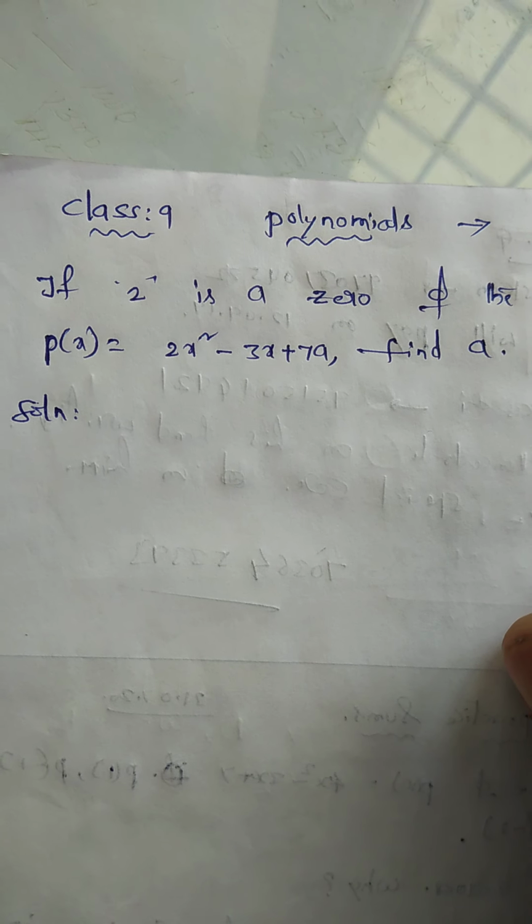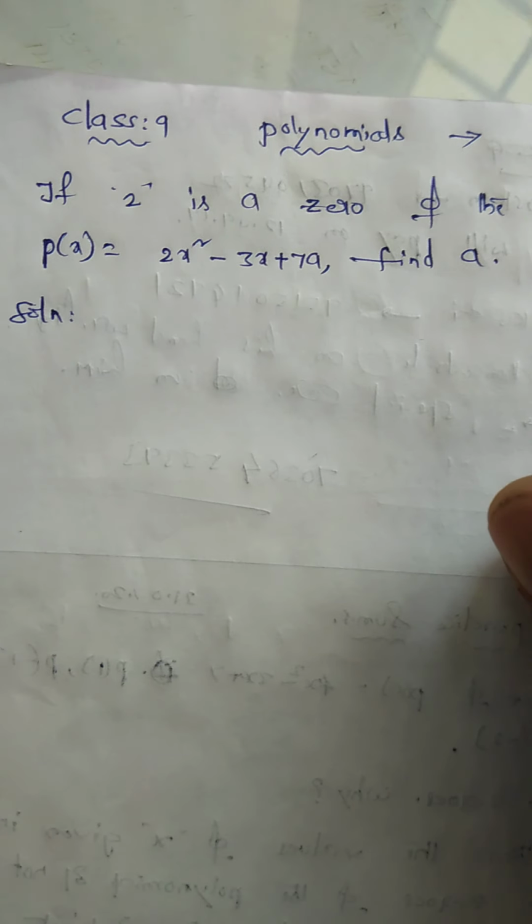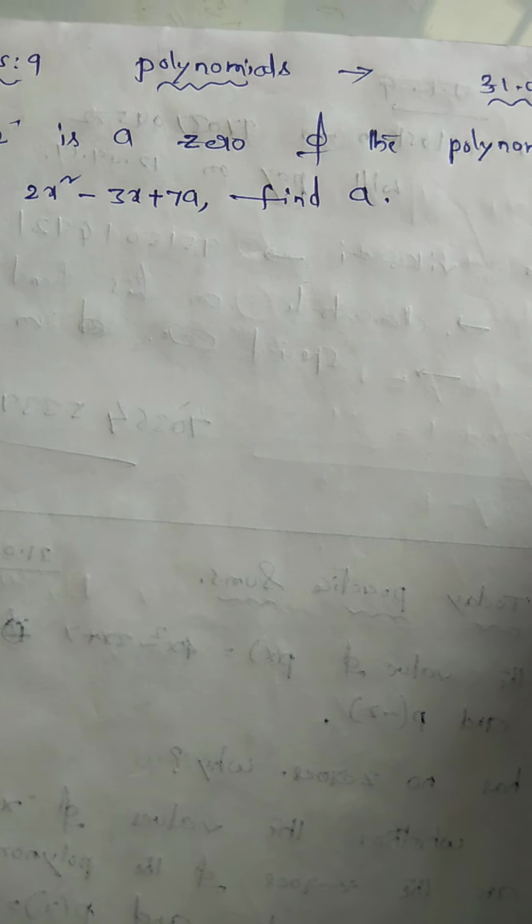Today I am going to discuss class 9 polynomials. If 2 is a zero of the polynomial p of x is equal to 2x square minus 3x plus 7a, find a. Solution.